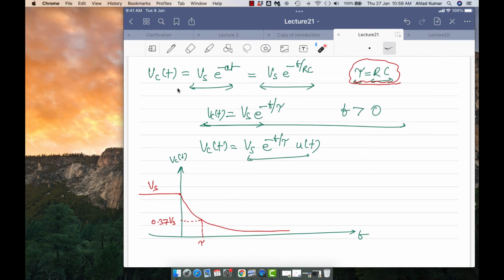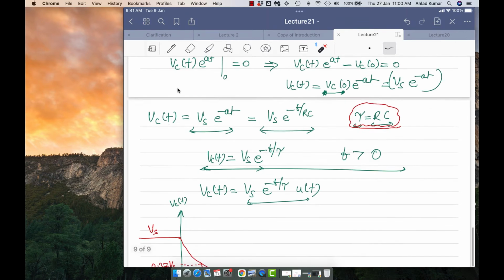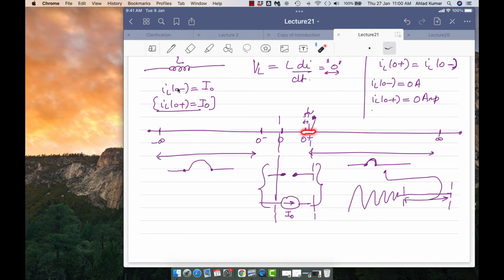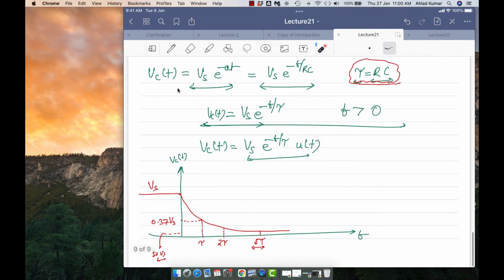And if you go to 2 tau, the value reduces to 14% of the original value, which is here. And if you go to 5 tau, so let us say this is 5 tau, that's why I was telling you 5 tau, then it will reduce to 1% of the initial value. So 1% of Vs will be here. You can see that all the transients which are happening here die down after 5 tau seconds. That's why, when we were writing this, from 0 plus to 5 tau we assume that all the transients die down, and from 5 tau to infinity you will have steady state values. So this 5 tau is coming from this particular analysis.